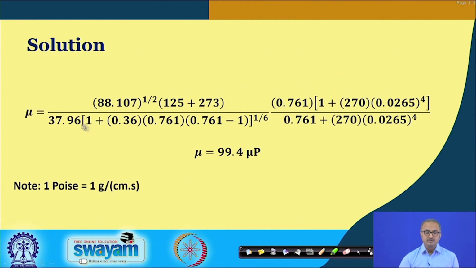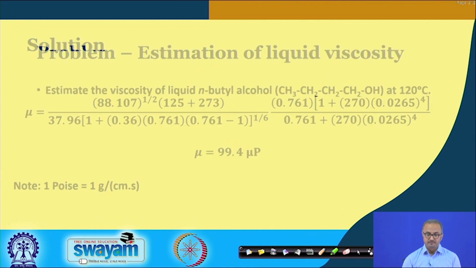Now, you simply put these values of mu r and Tr in the correlation of viscosity and you obtain the viscosity value, like 99.4 micropoise. Now, please see, 1 poise is 1 gram per centimeter per second, and poise is an abbreviation of Poiseuille, the famous scientist. So, this is how we are able to find out the viscosity of a fluid.